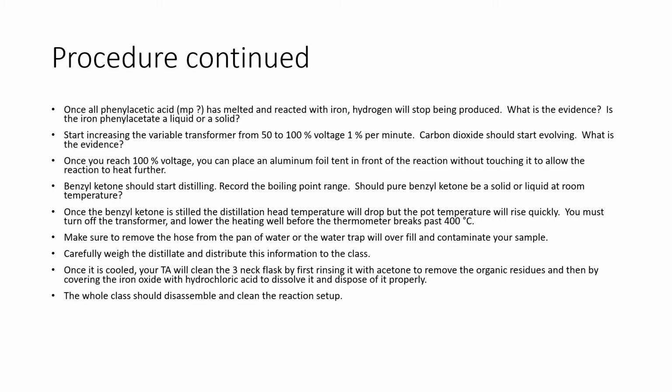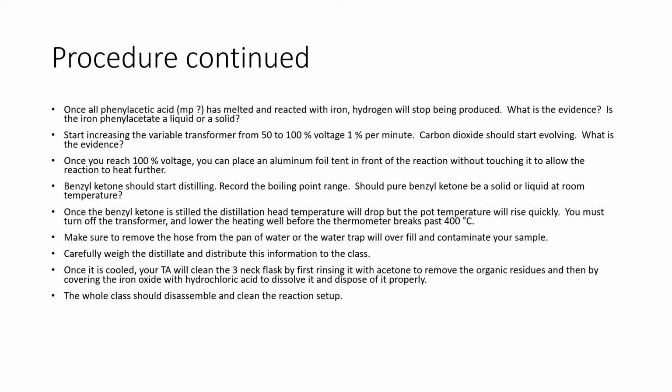So once the benzyl ketone is distilled, the distillation head temperature will drop, but the pot temperature will rise quickly. So basically, once we've collected our benzyl ketone, the temperature in the round bottom flask that has the iron will begin to increase very rapidly. So we'll need to turn off the transformer and lower the heat immediately before the thermometer breaks past that 400 degrees Celsius. After this point, we've basically collected our product, the dibenzyl ketone. So what's left now is to just clean everything up.